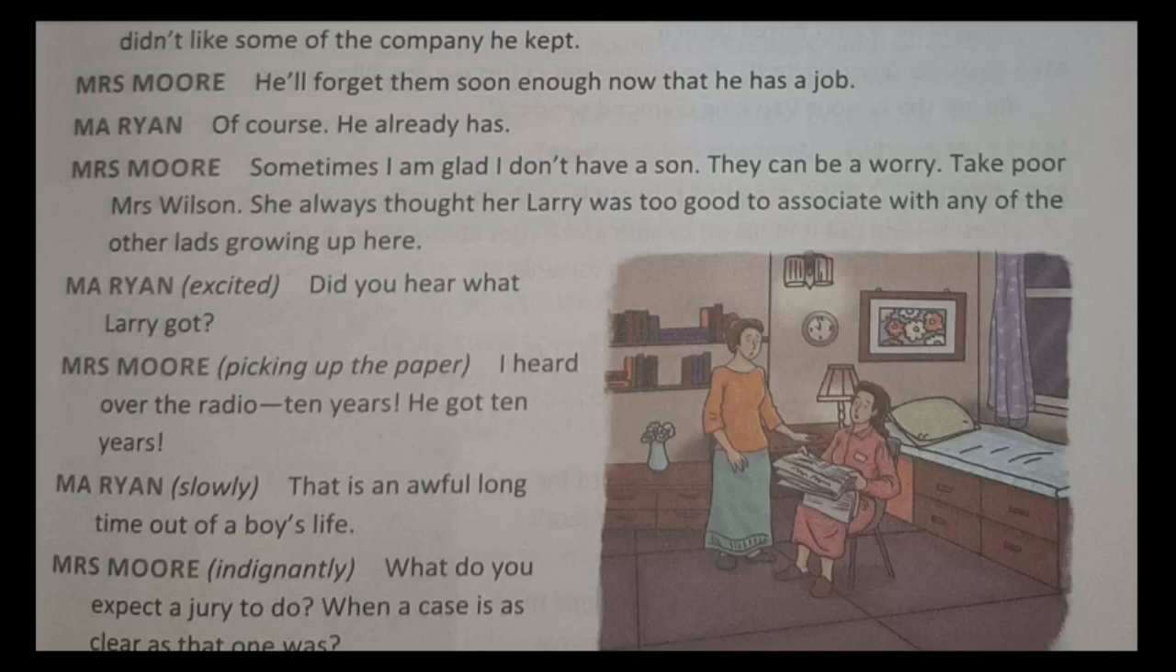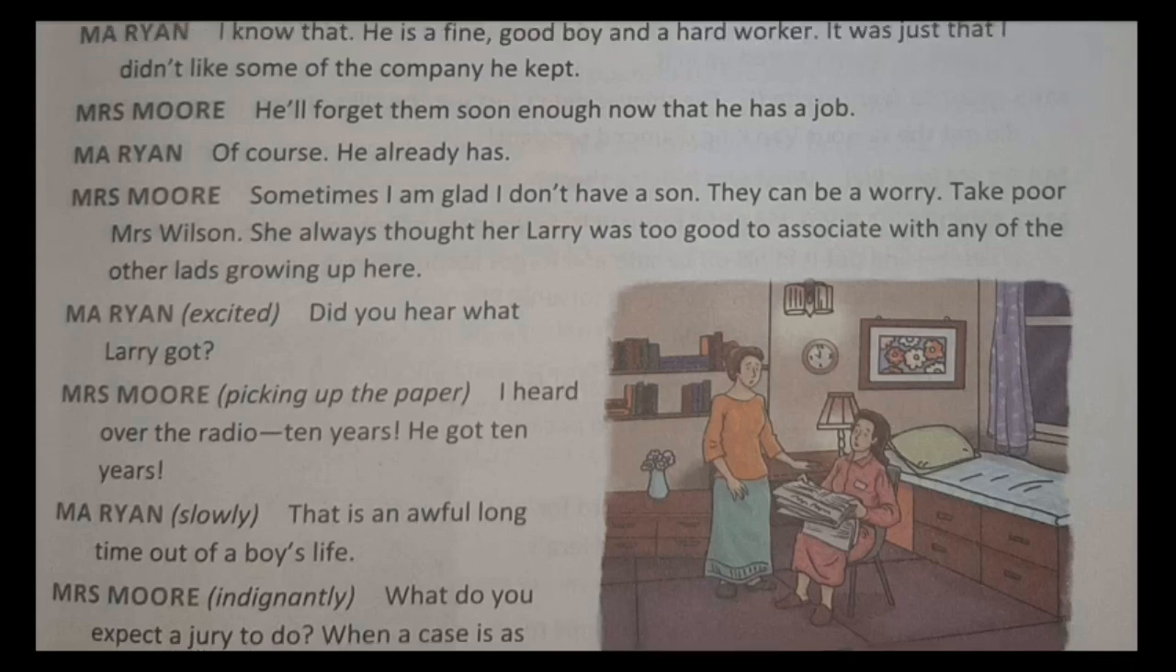Now, she said that sometimes she is glad she doesn't have a son, that she is lucky she doesn't have a son. And she gave an example of Mrs. Wilson, maybe some neighbor, who always thought her Larry was too good to associate with any of the other lads growing up here. It means he could get into a good company, he was able and a good person, right? She gave an example about the neighbor or maybe someone in the family.